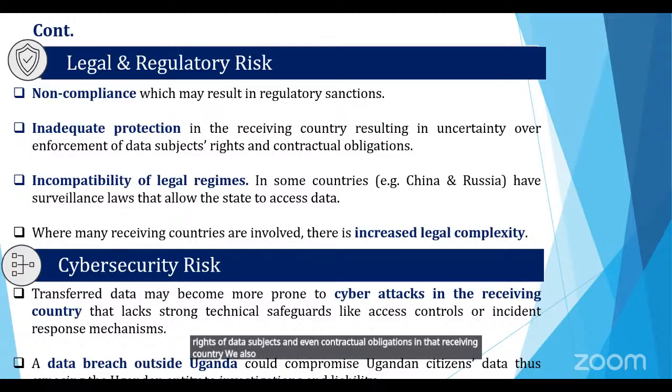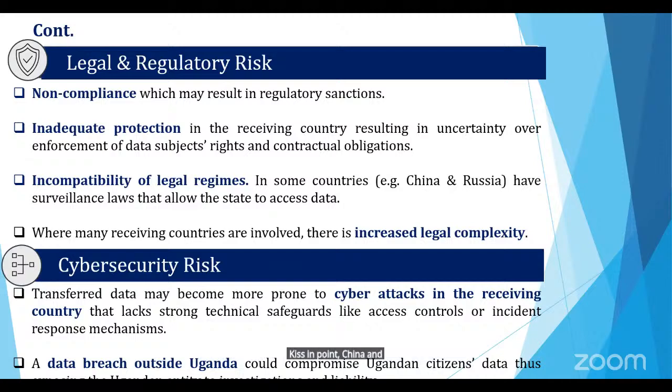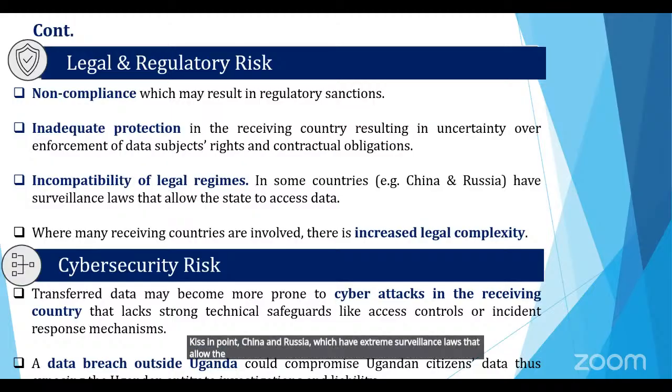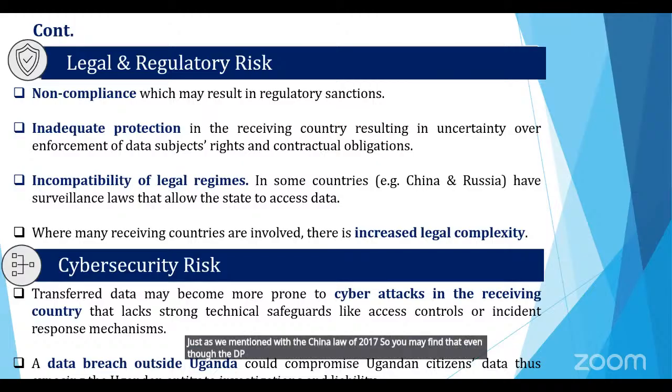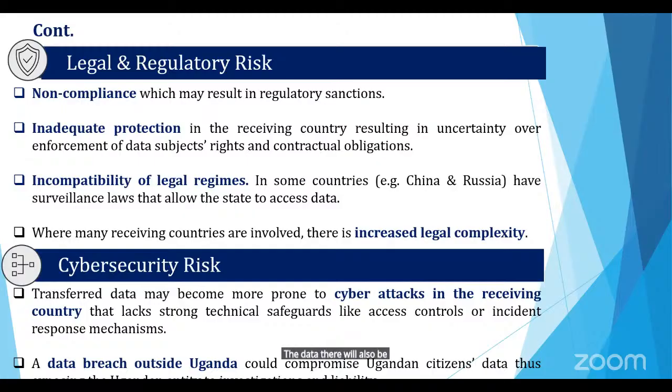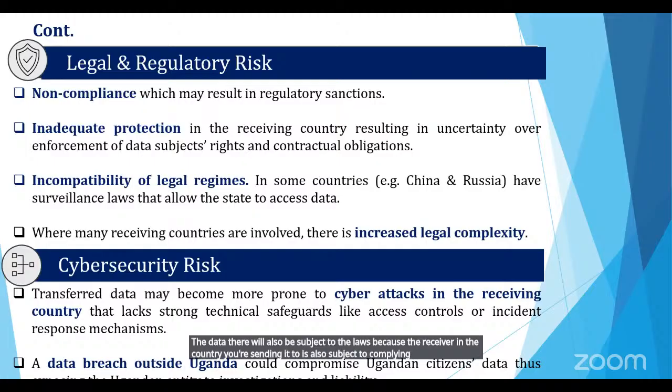We also find that in some countries, you might experience an incompatibility of legal regimes. Case in point, China and Russia, which have extreme surveillance laws that allow the state to access data, just as we mentioned with the China law of 2017. So you may find that even though the DPA we have here, our Act, has extraterritorial jurisdiction, the data there will also be subject to the laws because the receiver in the country you're sending it to is also subject to complying with the data laws of that country. So if there's a clash, you're going to have that incompatibility, and the person who will be exposed is the entity as well as the data subject.